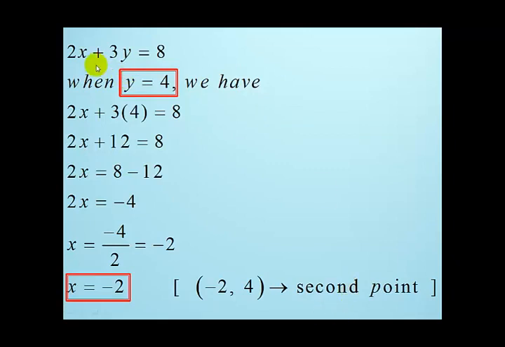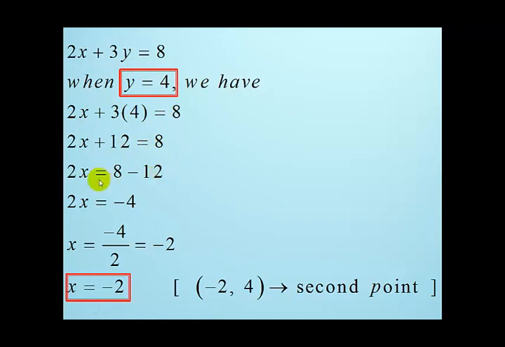Now, considering the same equation, we take a value for y and see the corresponding value of x. When y equals 4, then it means that wherever we see y, we substitute it by 4. So in doing that, we have 2x plus 3 times 4. Instead of 3y, we have 3 times 4 because y is now 4. And that is equal to 8. 3 times 4 is equal to 12. Plus 12 on the left hand side becomes minus 12 on the right hand side.